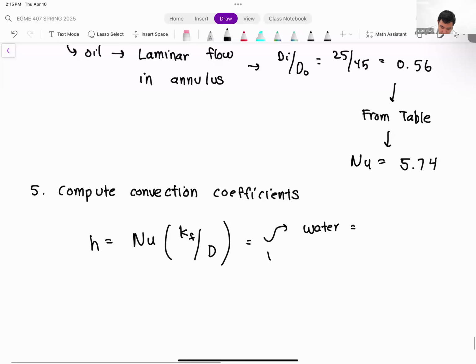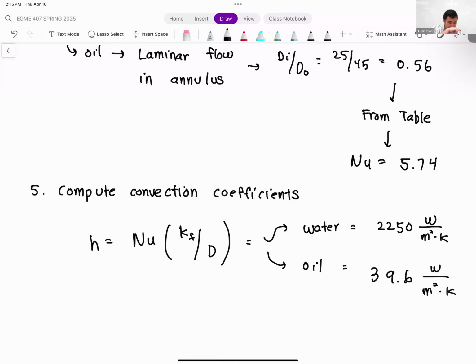Since we're just about out of time, I'm just going to write these numbers down. For the water, we get a convection coefficient of 2250 watts per meter squared Kelvin. And for the oil, we get a convection coefficient of 39.6 watts per meter squared Kelvin.